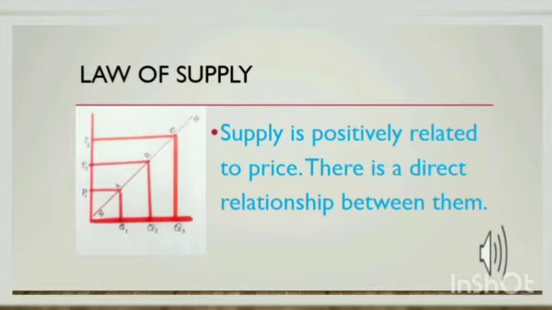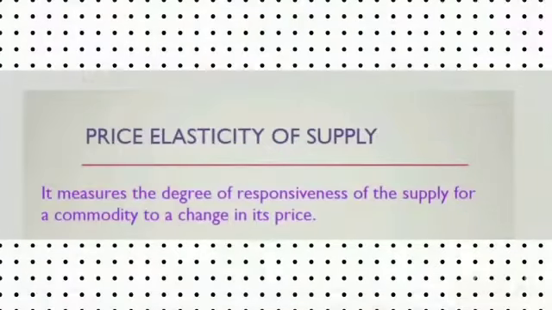The second significant question is the price elasticity of supply. It measures the degree of responsiveness of the supply for a commodity to a change in its price. It refers to the extent to which the supply of a product increases or decreases as a result of change in its price. There are 5 degrees of elasticity of supply.